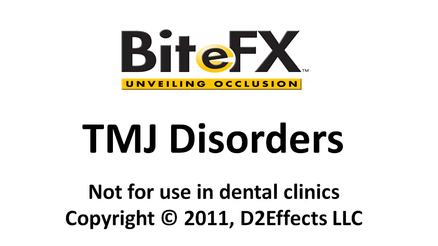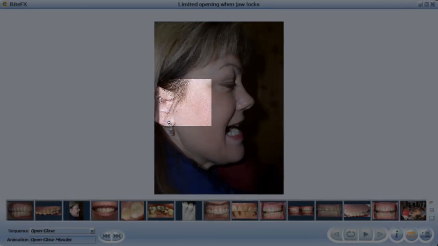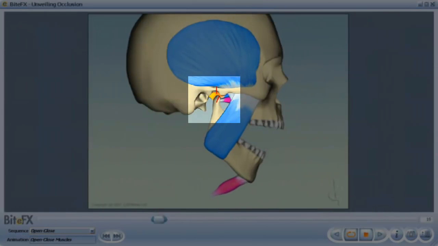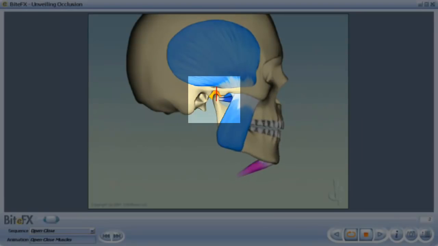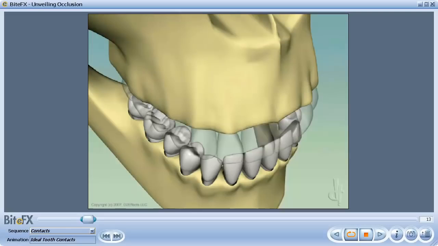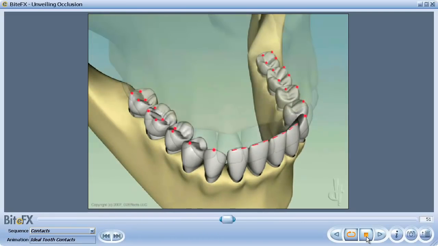Using bite effects to explain the occlusal causes of TMJ disorders. A TMJ disorder is basically something going wrong with your jaw joint. This video addresses one cause of TMJ disorders, namely that your occlusion isn't right. That is, that your teeth do not come together correctly as shown here.